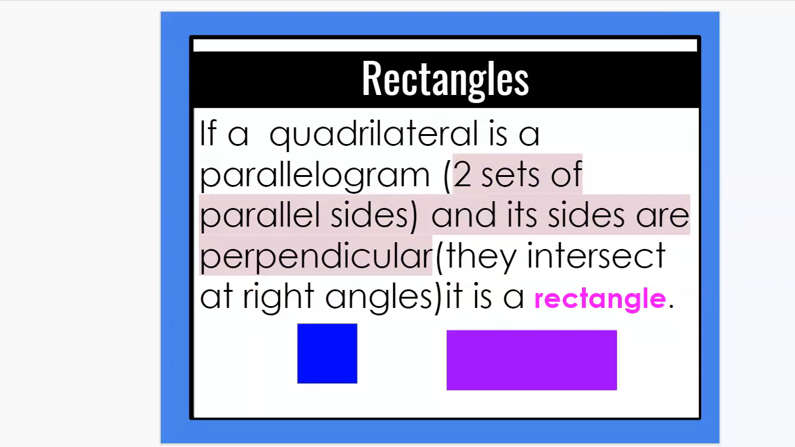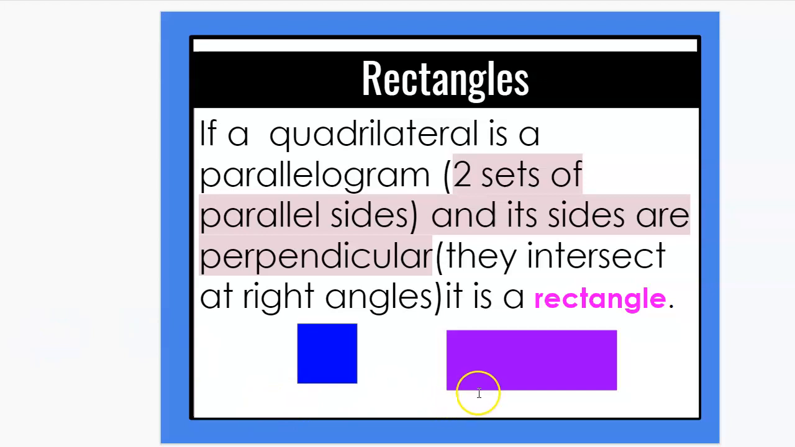If a quadrilateral is a parallelogram, that means it has two sets of parallel sides, and its sides are perpendicular. Okay, now from fourth grade, you learned that perpendicular means two lines that intersect at 90-degree angles, or right angles. If it has those attributes, then it is a rectangle.